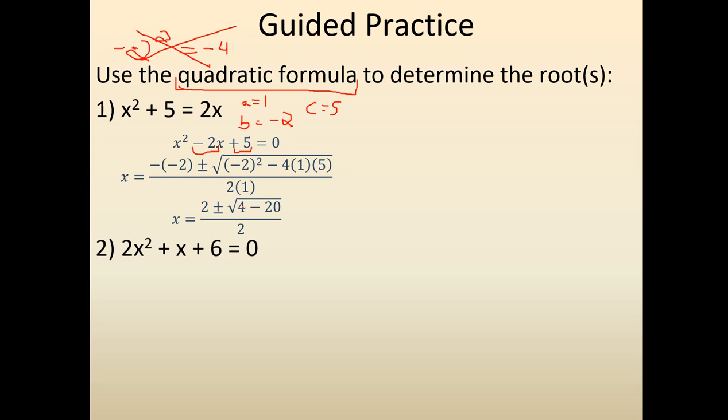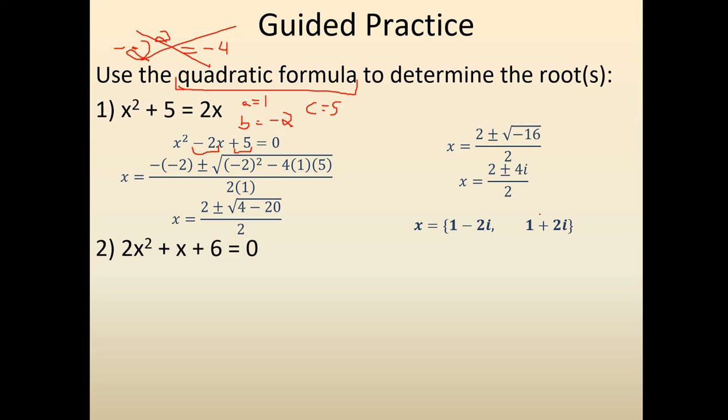Negative 2 squared is positive 4. And 4 times 1 times 5 is 20. So we get this. Do 4 minus 20, which gets us negative 16. This is an imaginary number, so we get rid of the negative by putting an i in front, and then we can see this is the square root of 16, which is just 4. So we have 2 plus or minus 4i over 2. So dividing both terms by 2, we get that the two solutions are going to be 1 minus 2i and 1 plus 2i. All right.